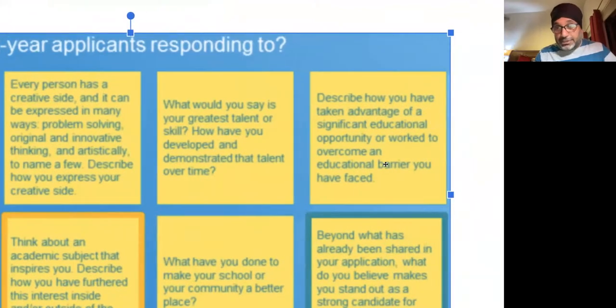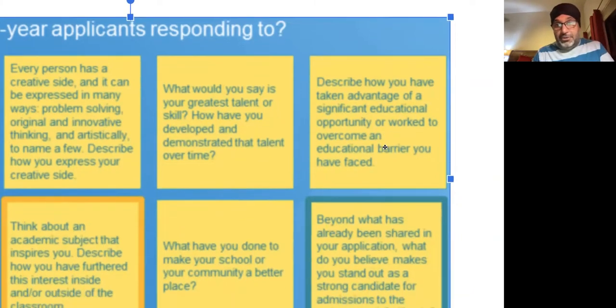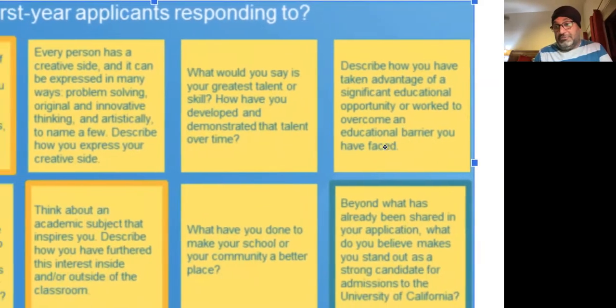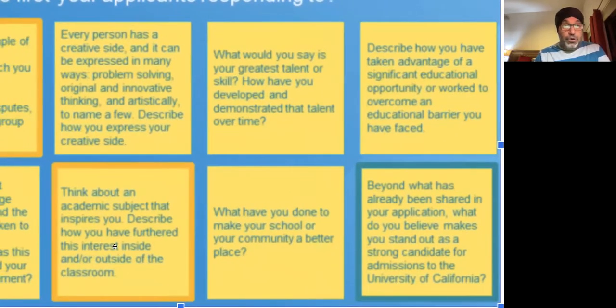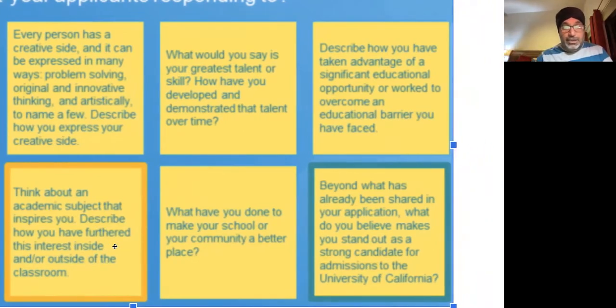This one of taking advantage of an educational opportunity could be competitions you've gone into, or you've picked up stuff, you know, working with your teacher, research and stuff. This one could be more around philanthropy, or you've taken an academic subject and you've decided to go into an internship. But there's always a hit or miss. Okay, but again, look at the prompts below. It'll talk about what you can think about them differently.